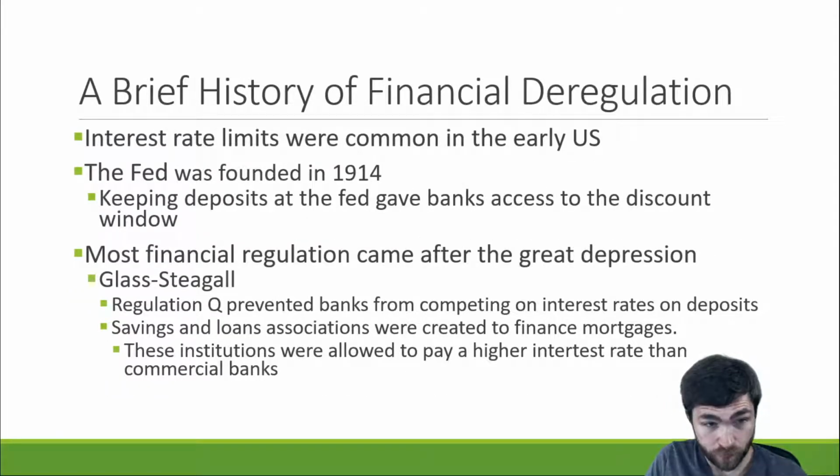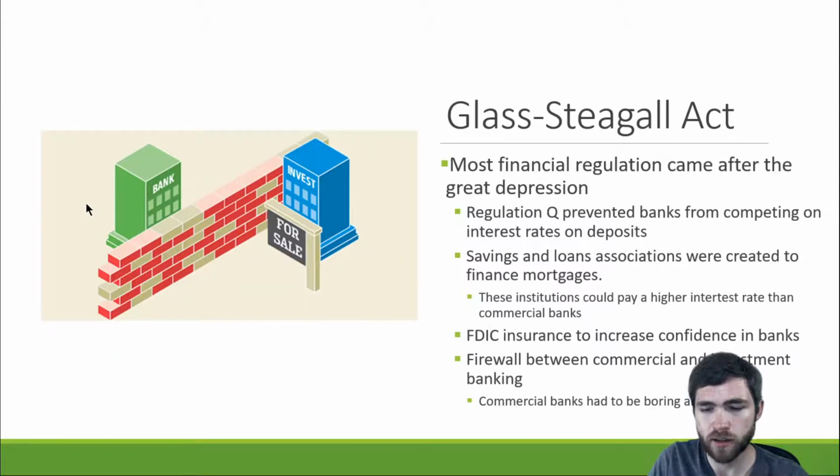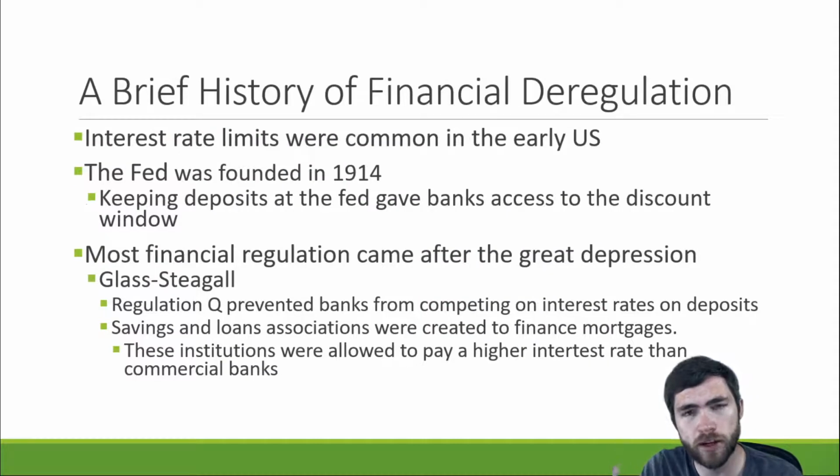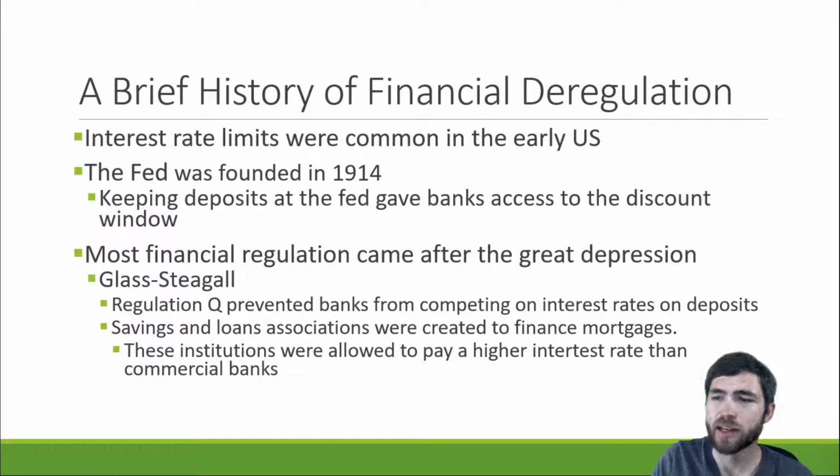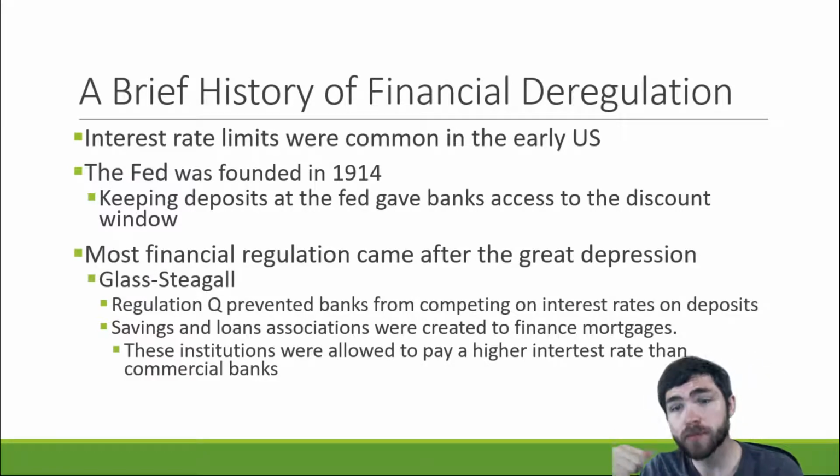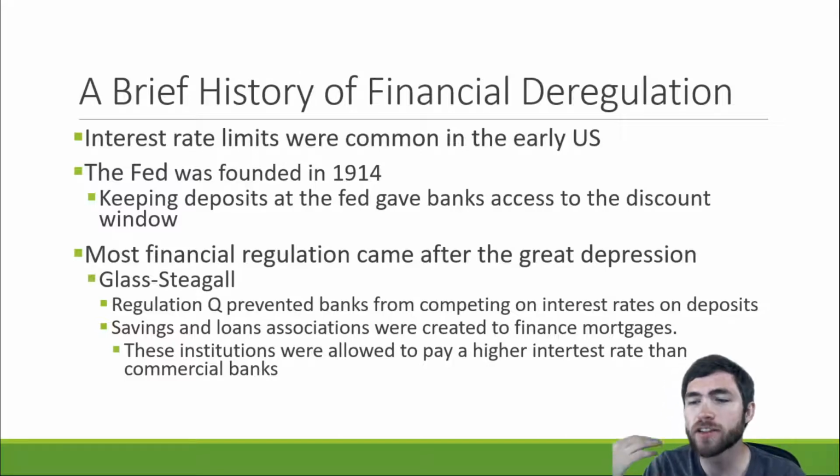So let's wrap up here with this overview of financial deregulation in the U.S. Interest rate limits were really common in the early U.S. The Fed was founded in 1914, and it was not a compulsory system. Banks simply gained access to the Fed's discount window if they kept deposits with the Fed, so they could borrow money from the Fed.